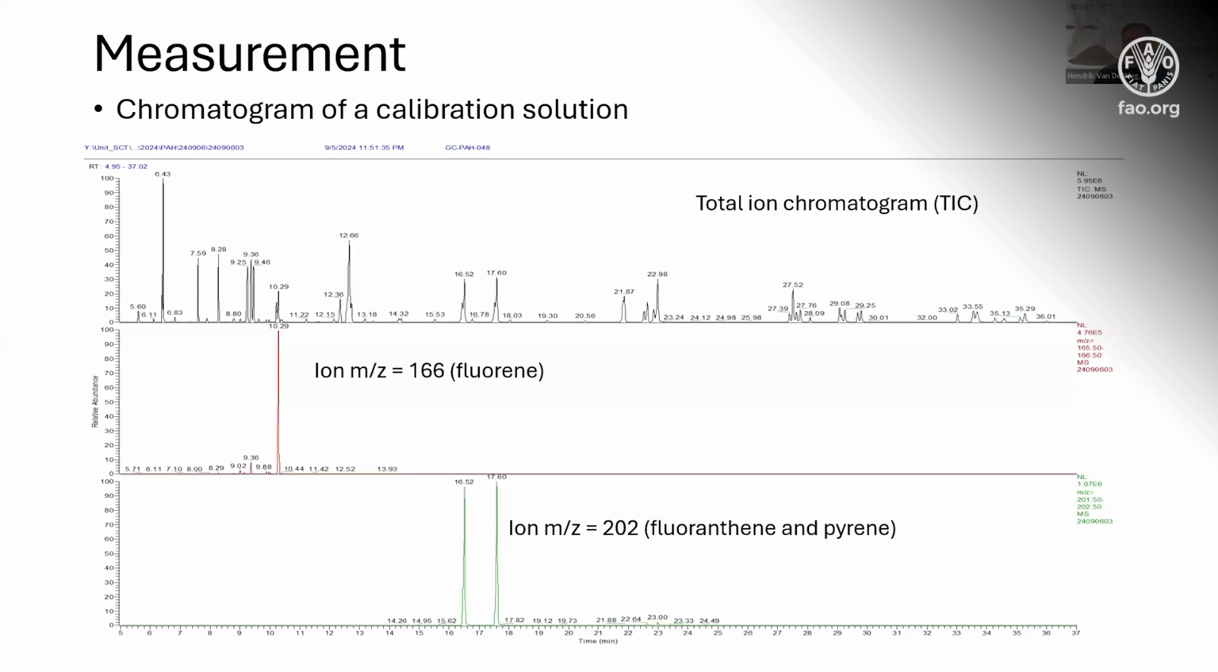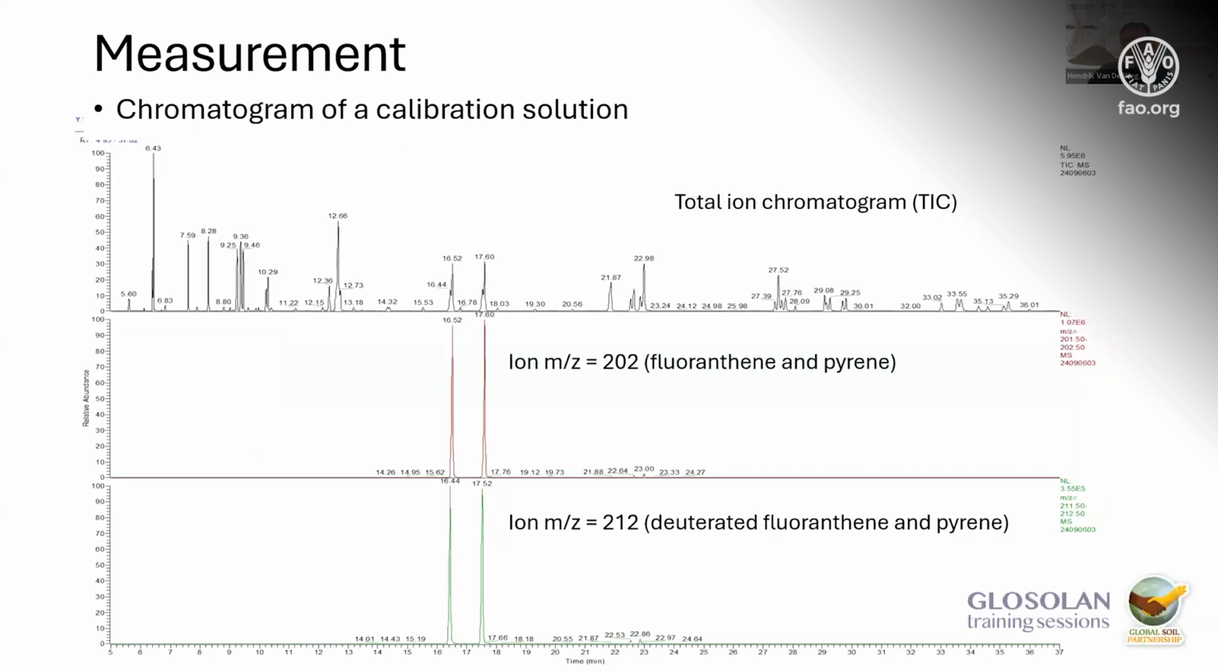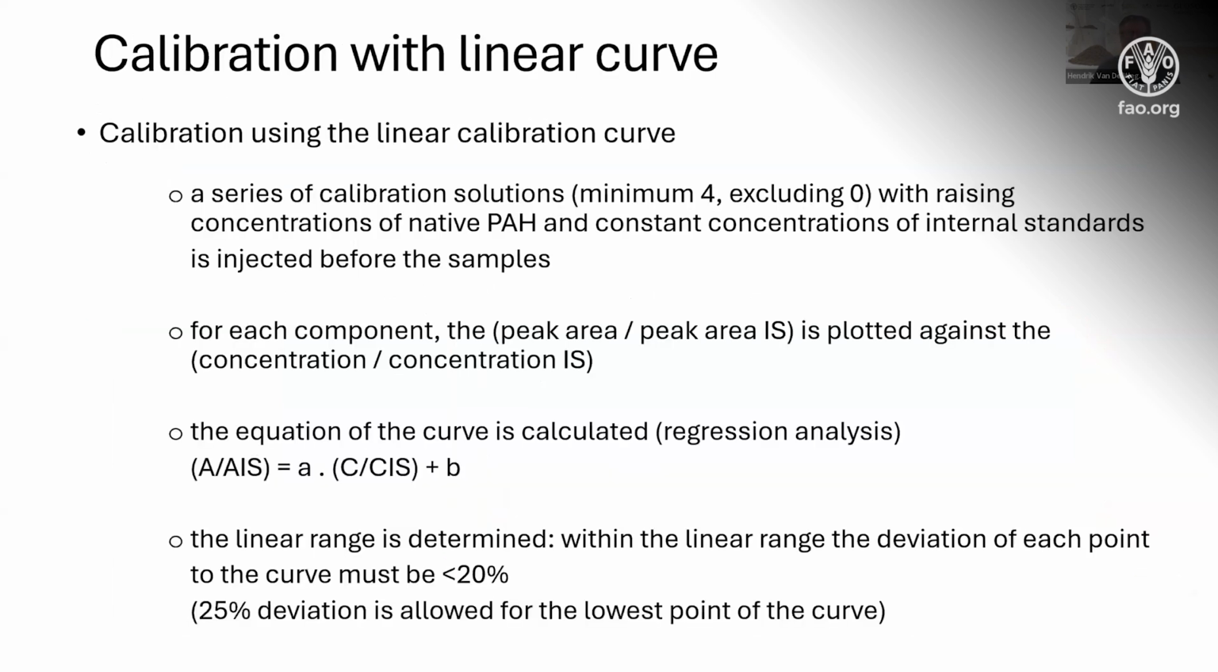Okay, now we come to more the mathematics, the calculations. Before we can do calculations, we have to calibrate the instrument. So that means we have to know what is the response of the instrument in function of the concentration. There are several ways to do a calibration. I will discuss the two most used. First, the linear calibration curve.